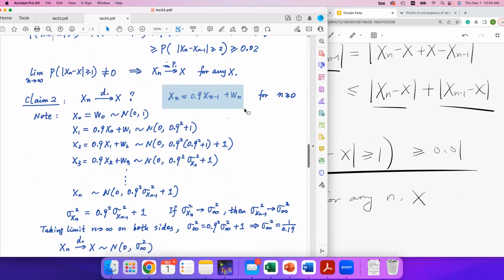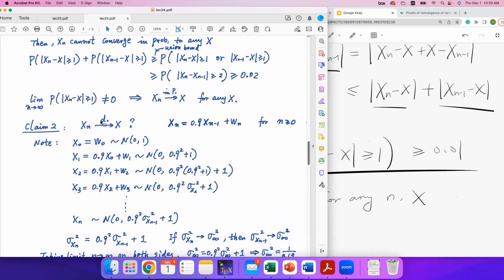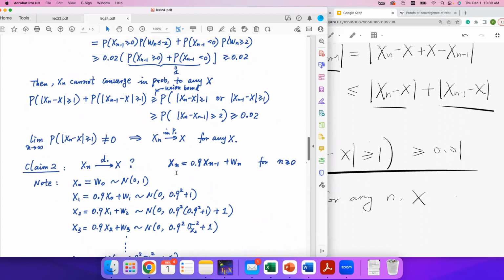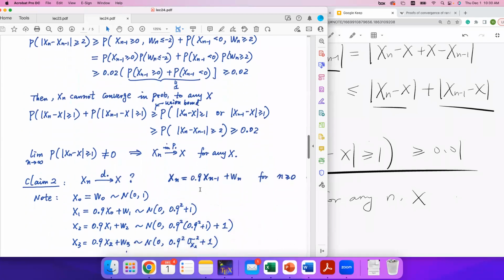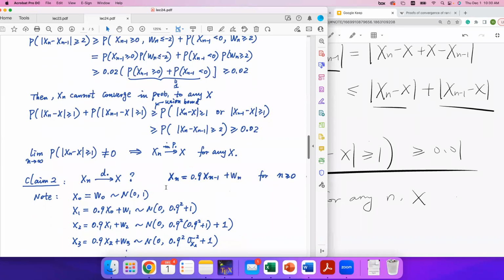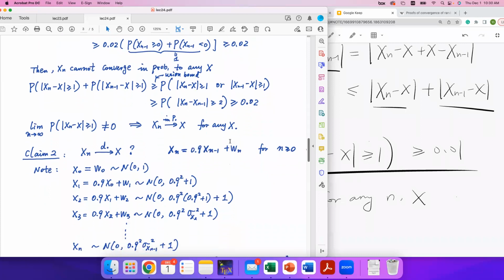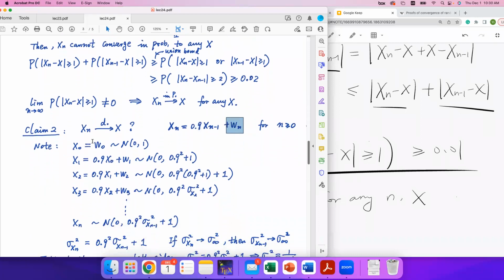Well, this is our random walk, and let's do this one by one. Starting from x0, the initialization. x -1 is 0, right? So in the first step, x0 equals your first noise, w0. But we know w0 follows a normal distribution. So this is x0. x1 equals 0.9 x0 plus w1.